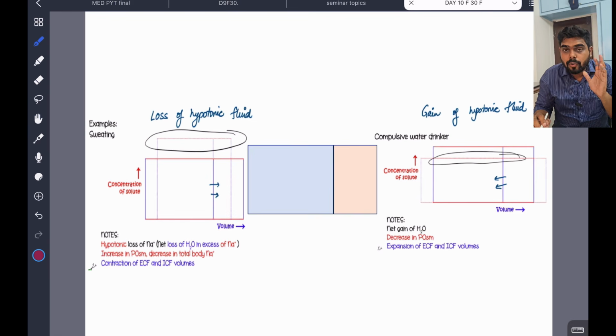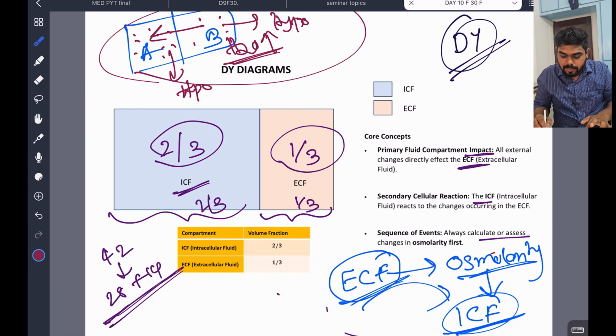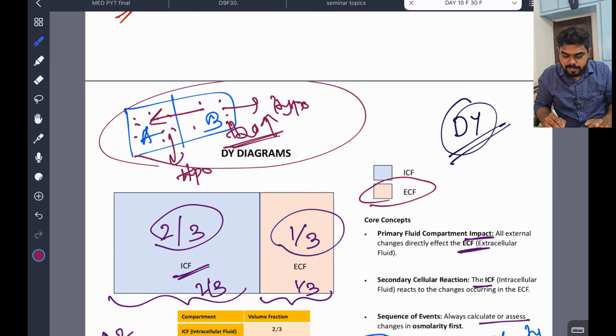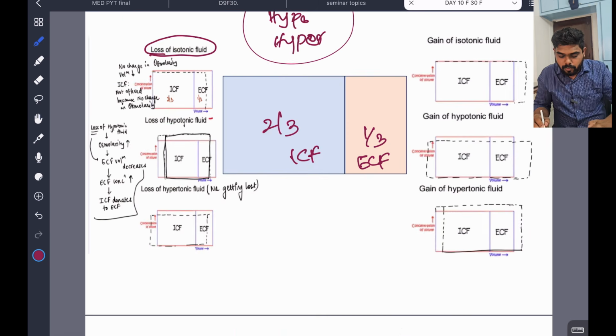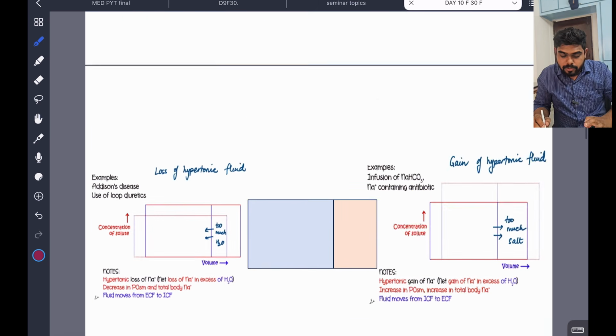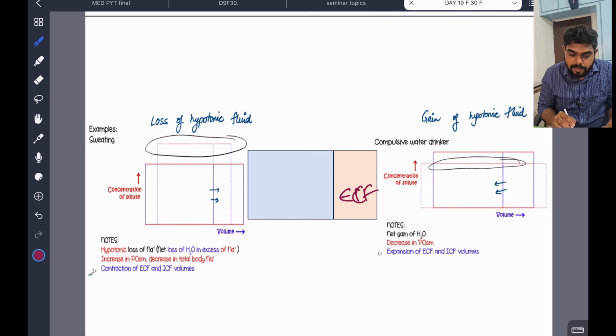Now, loss of hypotonic fluid. So what happens in loss of hypotonic fluid? This is our ECF. I had mentioned here, this is our ECF. This color is extracellular fluid, which is one-third. Now here we are going to see loss of hypotonic fluid.